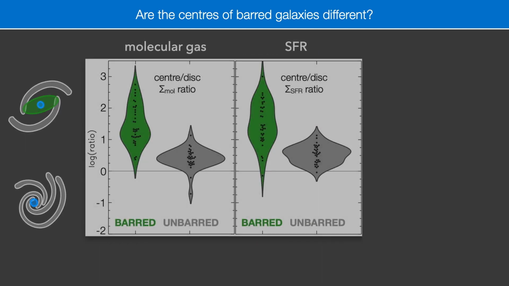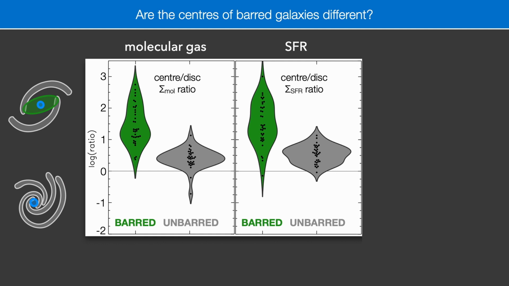What we find is that the centers of barred galaxies have much higher molecular gas and star formation rate surface densities than galaxies without bars. Also, the distribution for barred galaxies is much wider. Bear in mind that this is in logarithmic scale, so surface densities in centers go up to 10 to the 3, 1,000 solar masses per parsec square, huge. Whereas for non-barred galaxies, the mean surface densities go up to at most around 10 solar masses per parsec square.